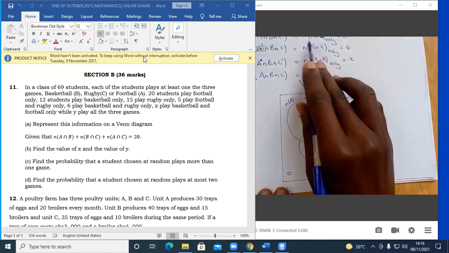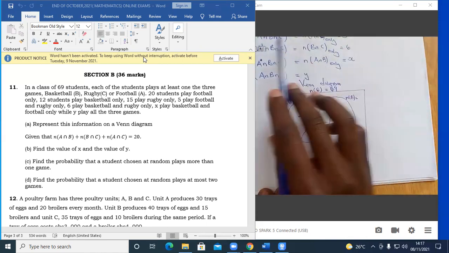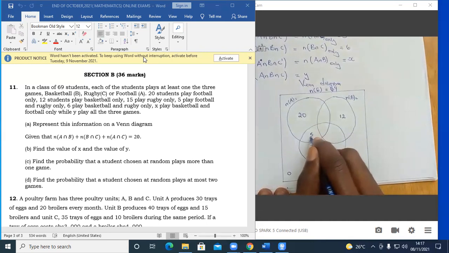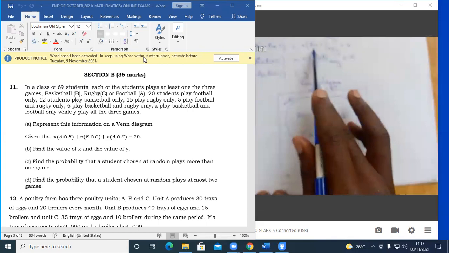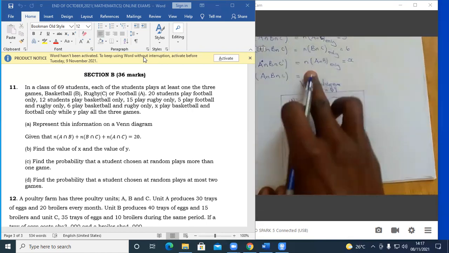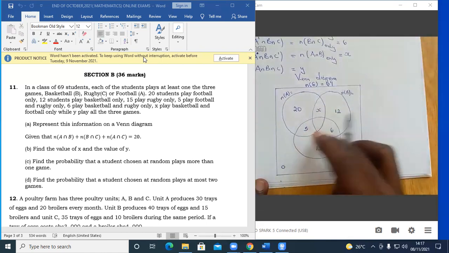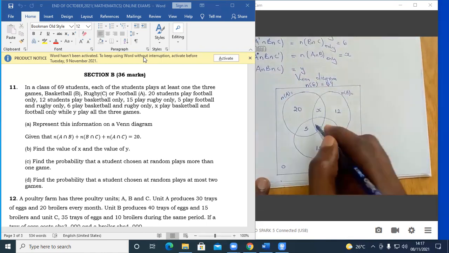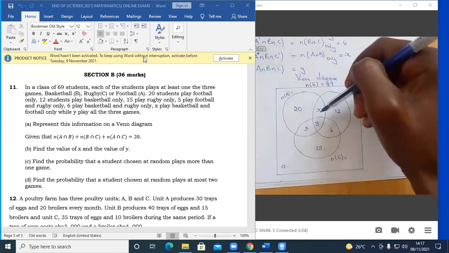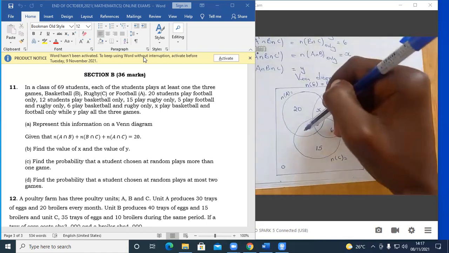Then A intersection C only was given to be 5. Then B intersection C was given to be 6. Then A intersection B was given to be X. These are only. Then all students who play only 3 games are Y, so we put Y. They have already said only, so you don't subtract when they have said only. Which means X only, 5 only, like that.